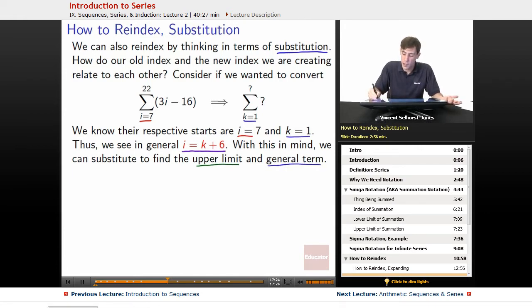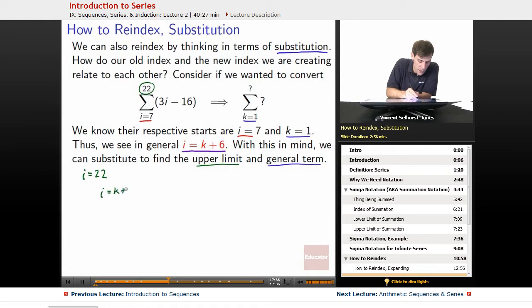So to figure out the upper limit, we know i equals 22 is what we're going to plug in, since that's its upper limit, right? And over here, we know i equals k plus 6. So we plug in 22 for i. So we have 22 equals k plus 6. Subtract 6 on both sides, and we get 16 equals k for its upper limit.